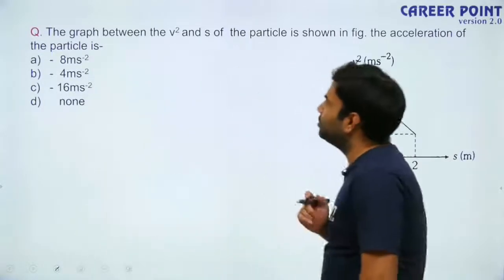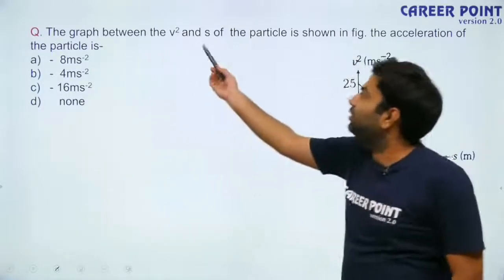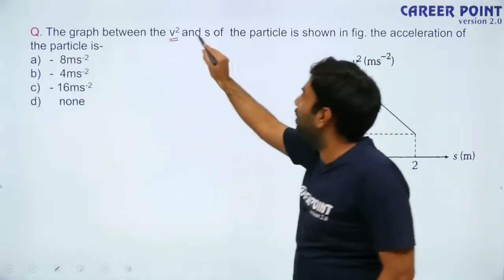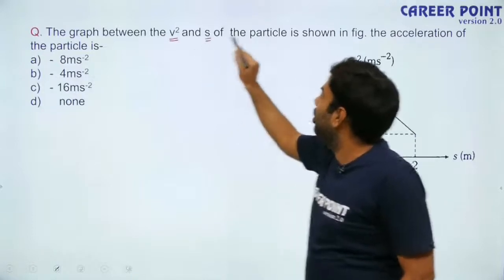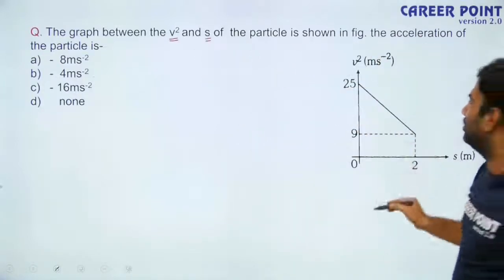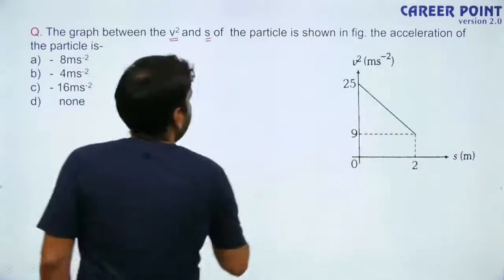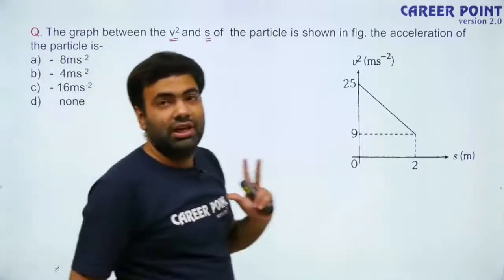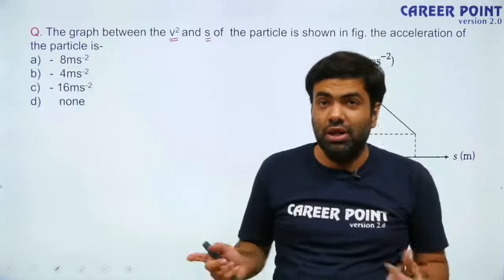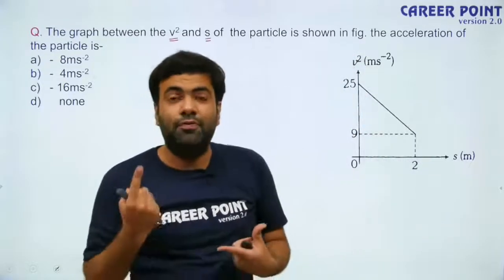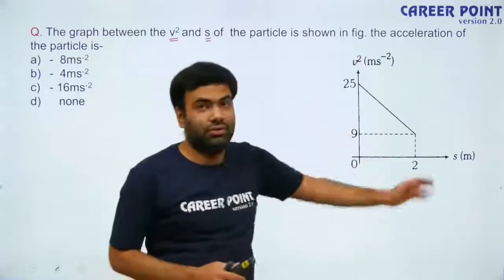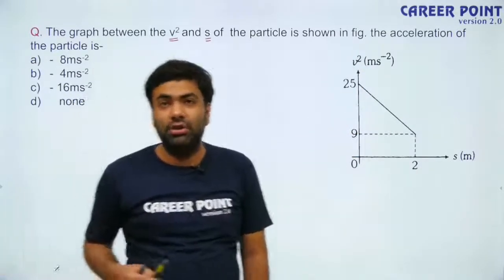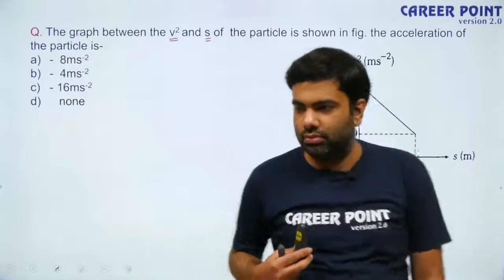So see this question. The graph between v square and displacement of the particle is shown in the figure. This is the graph. Then what is the acceleration of the particle? Now the theory which we have studied is not applicable, because we have derived the theory for a v-s curve, not for a v square-s curve. So that formula is not valid. So how to solve this question? Think.